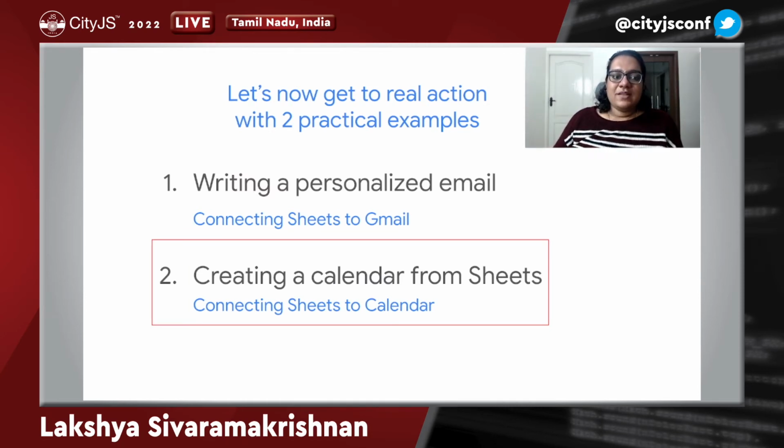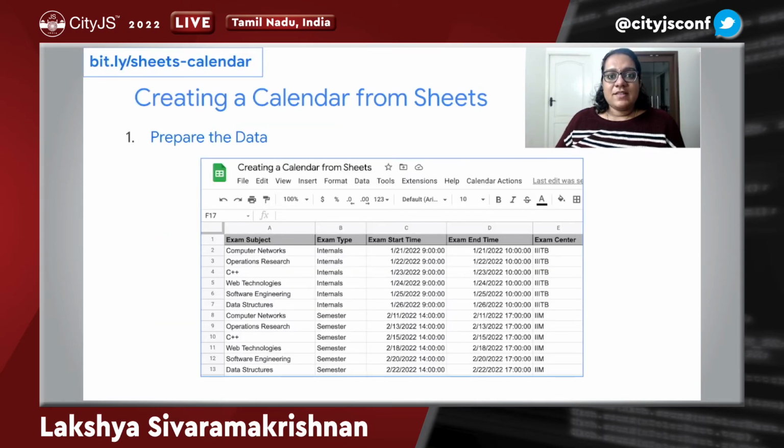The second one is we're going to see how we can create a calendar from Sheets, where the Sheet contains all the data that is needed to create a calendar event. We're going to use that and create multiple events in a calendar. Let's see how we do that. Like I said, to make it easy, I have put this code under bit.ly/sheets-calendar. Again, ensure that you make a copy of this file so that extensions is enabled for you.